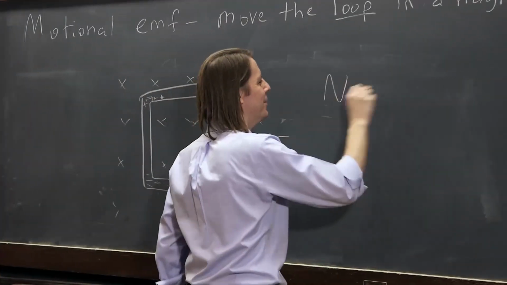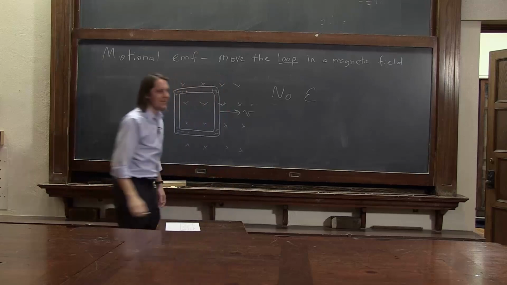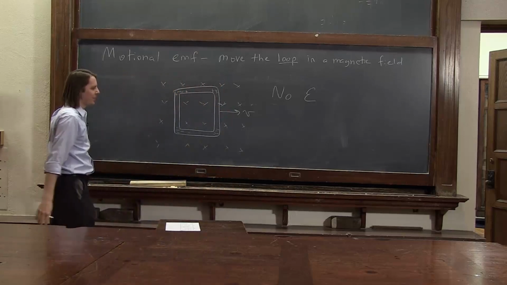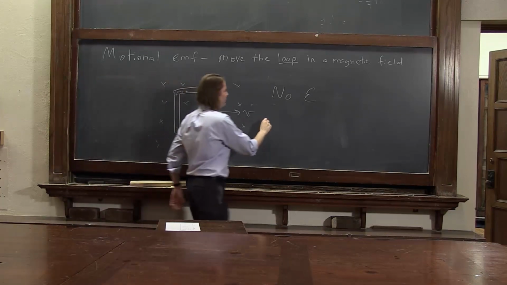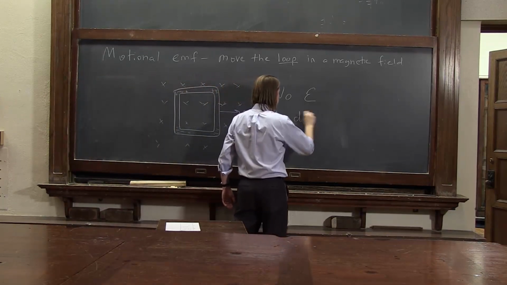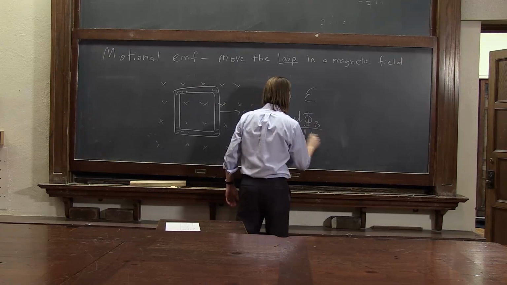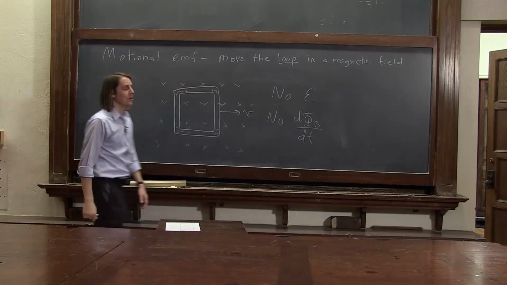There's no EMF yet. We messed up again. All this is going to do is polarize this object. There's no EMF. And wait a minute, look. There's no d phi B dt. So there better not be an EMF. Okay, let me try one more time.